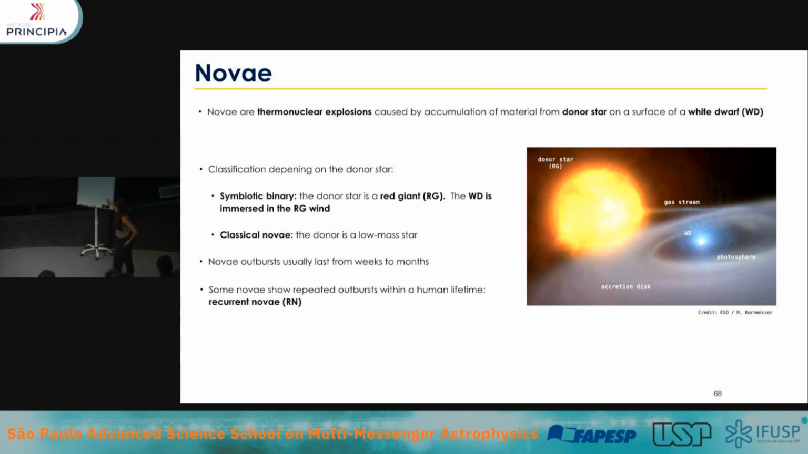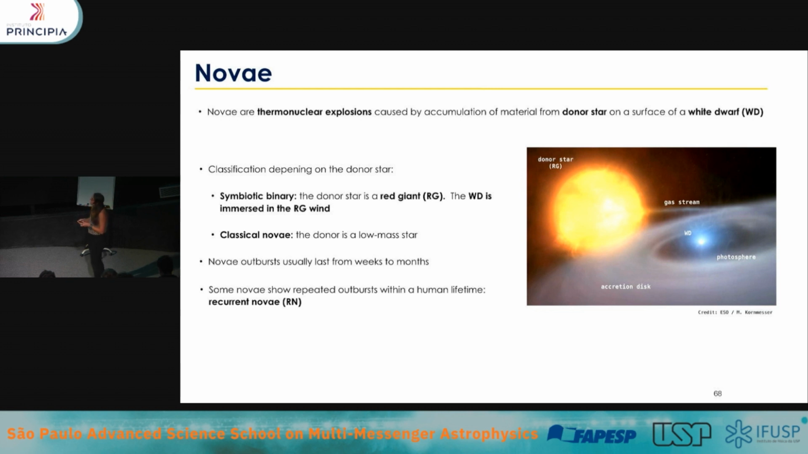Depending on the companion star, we can classify them into symbiotic binaries, if you have a red giant with a wind, so the whole system is embedded inside the wind of this red giant. Or you can have classical novae, in the case of having a low mass star as a companion. These outbursts can last several weeks up to several months, and in general, most nova events have been detected only once.